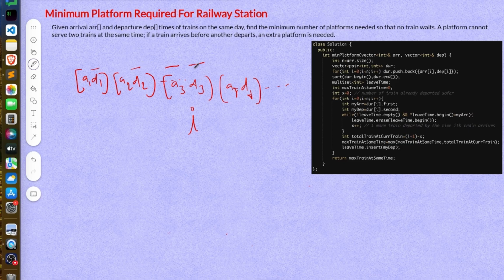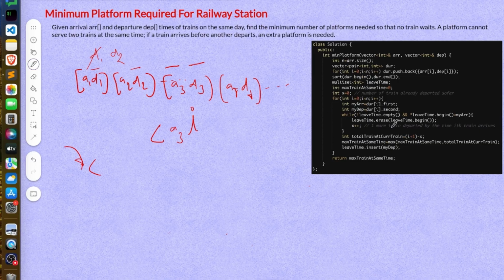So by the time you come to i, your multiset would be having D1 and D2, right? What I'm doing here is removing all those departure times which are less than my arrival time. Let's say i is equal to 3. So remove all the departure times from the multiset whose value is less than my arrival time, because these trains have already departed, right? If their departure time is less than my arrival time, what it means? It means that they have already gone before I came. That's why just remove all these departure times from this multiset. That's essentially what I am doing here.